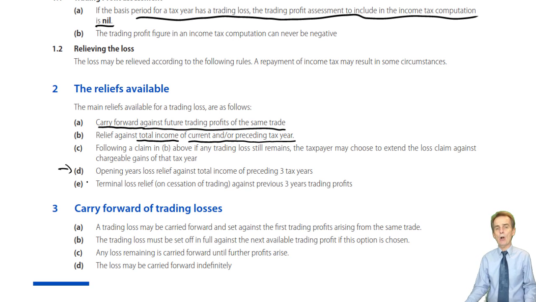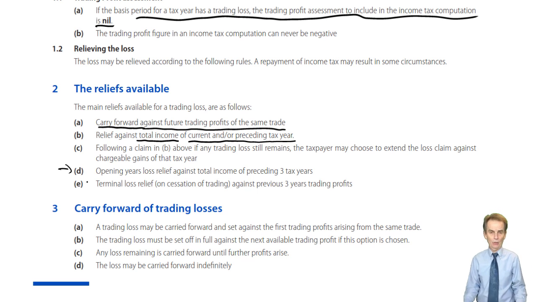And what we'll see is that there are specialist loss reliefs that are only applicable in the opening years of a new trade, or which are only applicable at the cessation of trade, as compared to what we've spoken of at the moment, which is whenever the loss is incurred on any ongoing business, we could set off against the total income of the current tax year and or the preceding tax year, or we could carry forward against future trading profits or have some combination of those particular reliefs, depending on how big that loss may be.